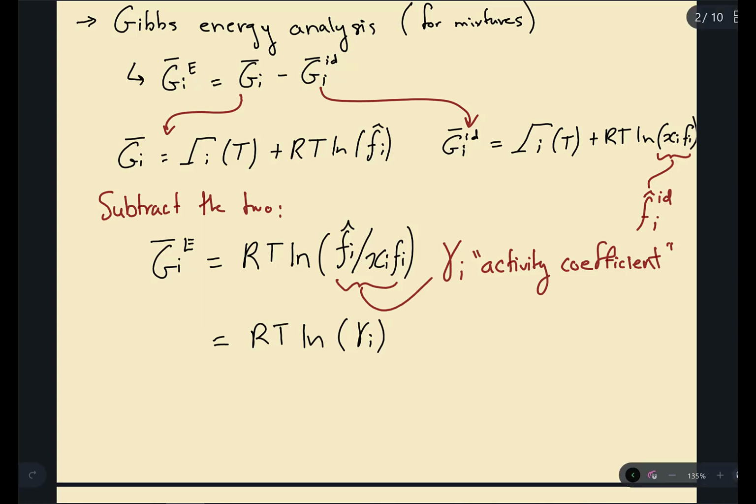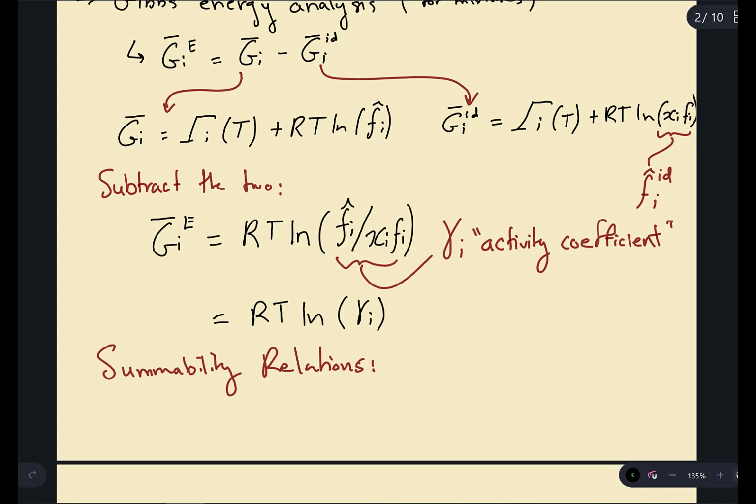And from the summability relations that we've had given before, what we can find is if we add all of the partial properties, we get the actual property, so that's the system's property. So this is what the summability relations actually do. So let's just write that down. So, summability relation.